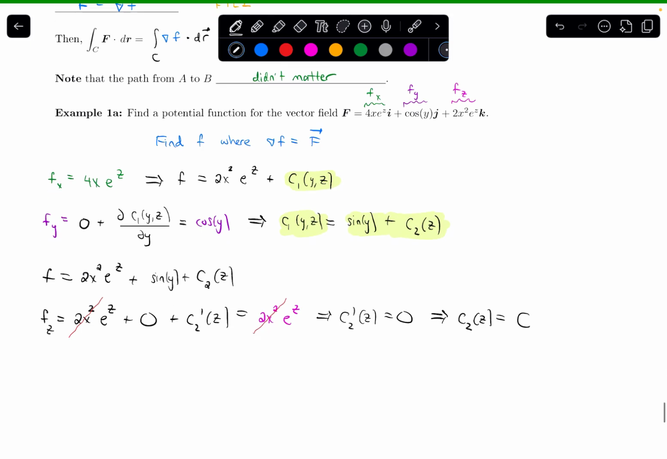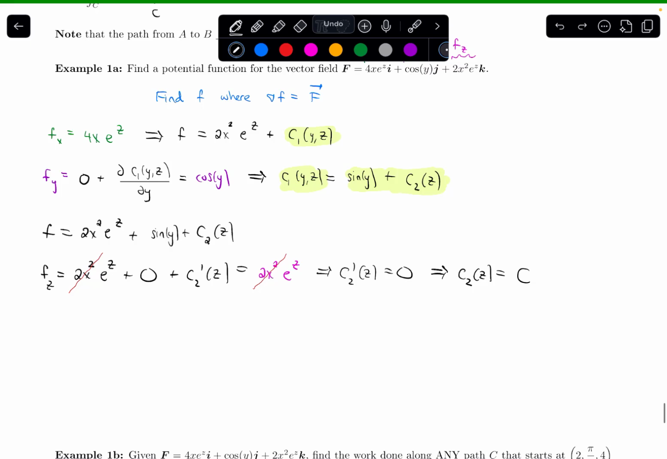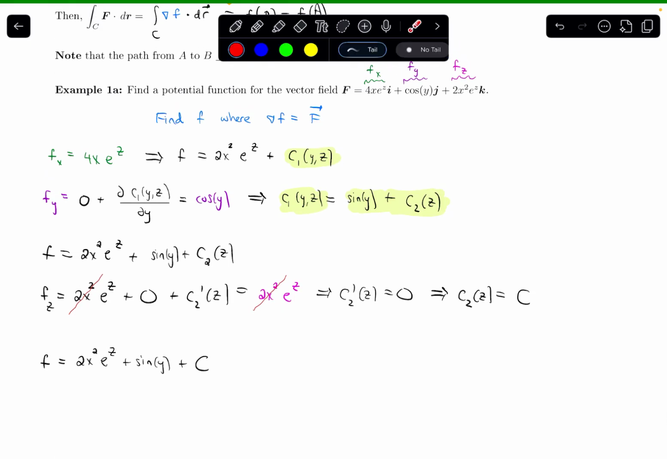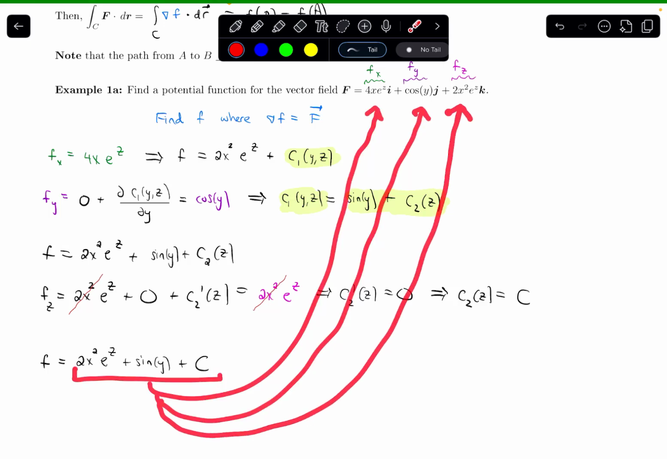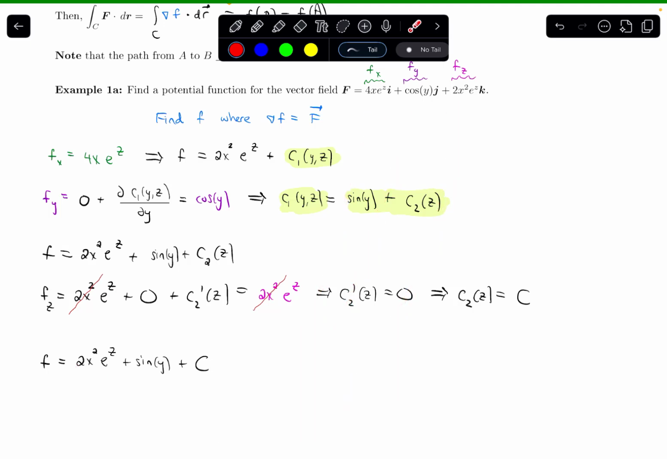Okay, so I get to plug that back in for c2 of z here. So my original function f is, we got 2x squared e to the z plus sine of y. And now I know c2 of z is just a constant, so I get plus my constant. And I'd encourage you to check that if you take the partial with respect to x, you'll get this 4x e to the z. If you do the partial with respect to y, you'll get cosine of y. And if you do the partial with respect to z, you'll get this 2x squared e to the z. It's good to check that. I won't do that here in this video, but I would encourage you to do it. It's a good way to see, okay, does this make sense? So that's my potential function.